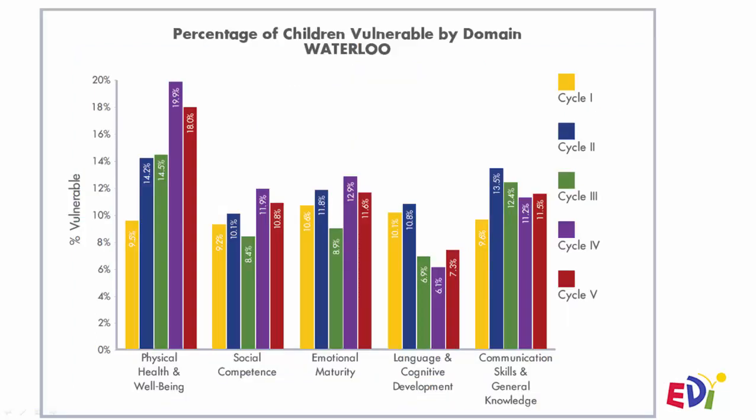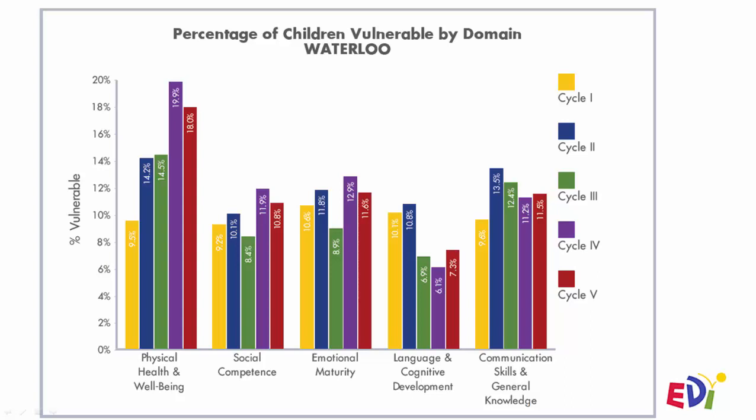There's a lot of data here on this slide. When looking across the EDI domains for Waterloo Region, this graph shows several changes for Cycle 5, which is the red bar. Looking at the domains from left to right, the physical health and well-being is the domain with the highest percentage of children in Waterloo Region that are vulnerable. In Cycle 5, 18% were vulnerable, an improvement from 19.9% in Cycle 4.